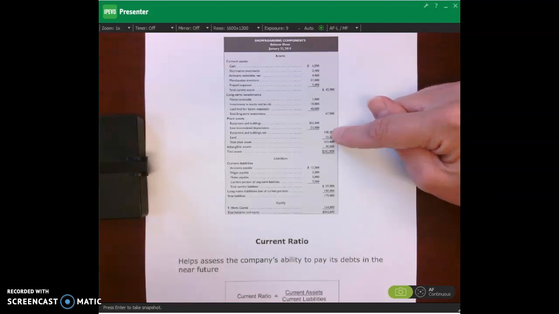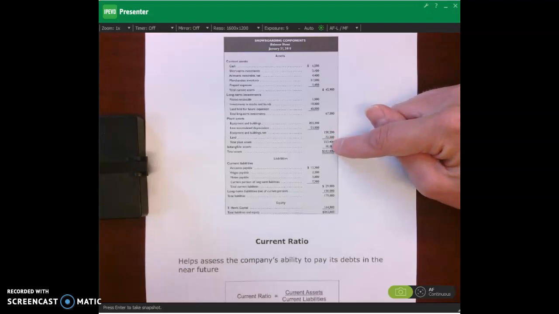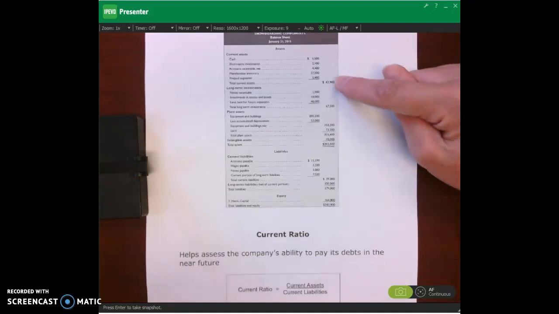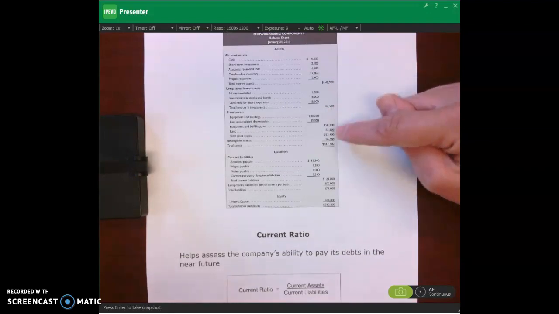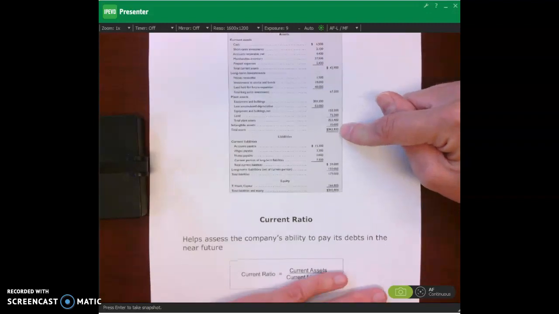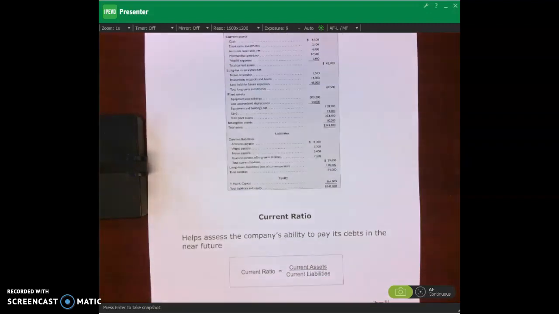We can add our book value of our equipment and buildings plus our land, gives us our total plant assets of $223,400. Then we have $10,000 worth of intangible assets. We add our current assets of $42,900, long-term investments of $67,500, then our total plant assets of $223,400, and then our intangible assets of $10,000, gives us total assets here in our example of $343,800.